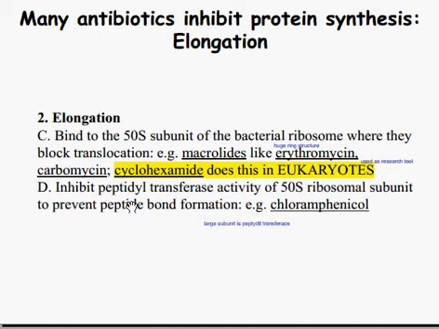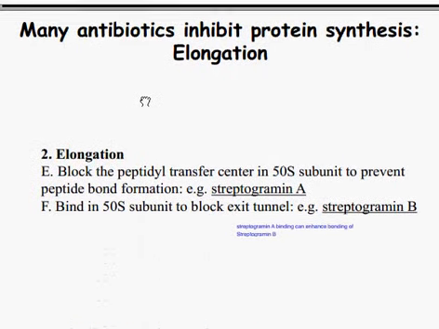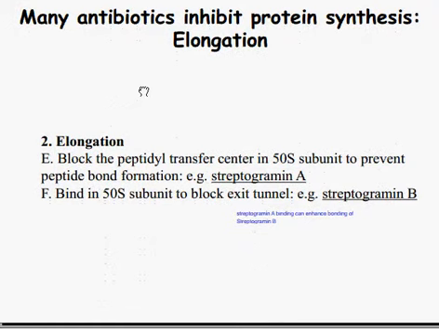Or it can inhibit the peptidyl transferase activity of the 50S ribosomal subunit to prevent peptide bond formation, e.g. chloramphenicol. The large subunit is the peptidyl transferase, so it blocks the activity of it. And again, further blocking of the elongation processes.